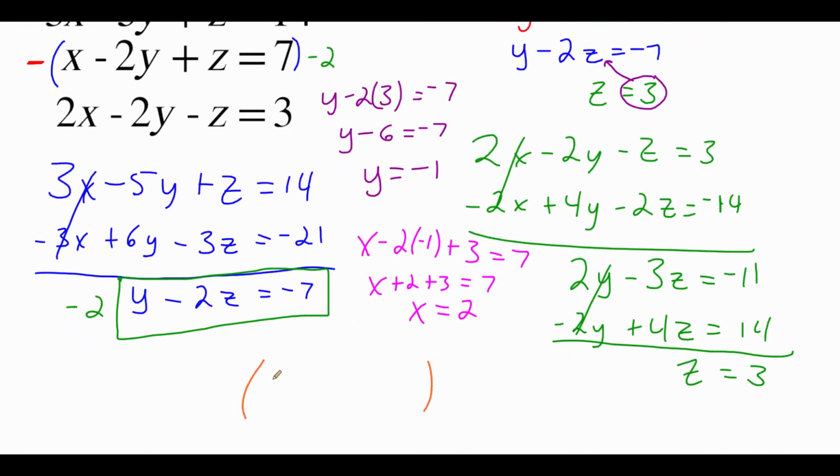So we start with our x value. We just got an x value of 2. We said our y value was negative 1, and we said our z value was 3.